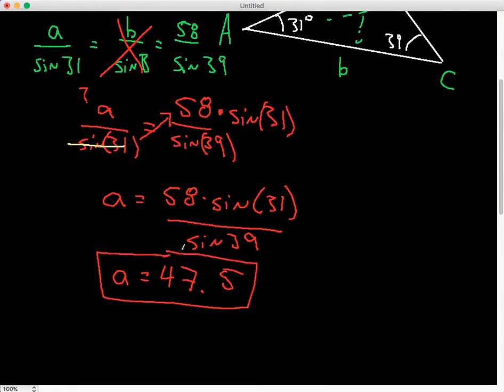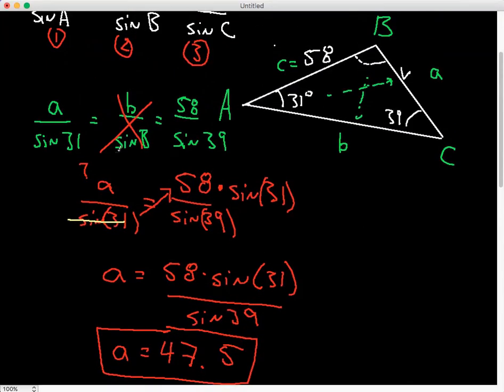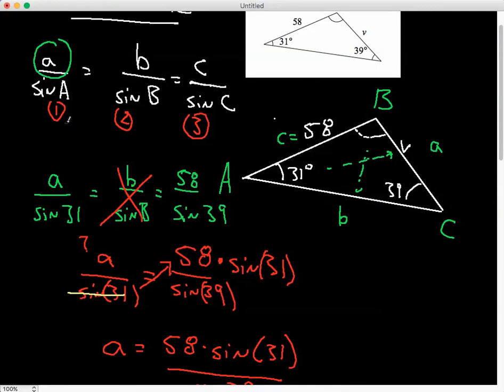That's one way you can use the sine rule. I fill in my equation, and I pick either 1 and 2, 1 and 3, or 2 and 3. In this case, we used 1 and we used 3 and equated them to solve for A.